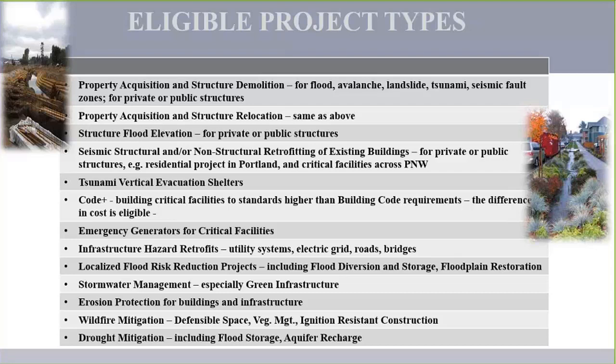Also, we do seismic, structural, and non-structural, can be both or just one or the other, of existing buildings, again, for private or public. For example, there's a residential retrofit project in Portland, Oregon for individual homes. It's about $5,000 per home. They actually have a 50-50 cost share, which is quite unusual. That's not the standard FEMA requirement. There are critical facilities across the Northwest, fire stations, police stations, schools, bridges, community centers that are publicly owned that have benefited from structural retrofit grant awards.